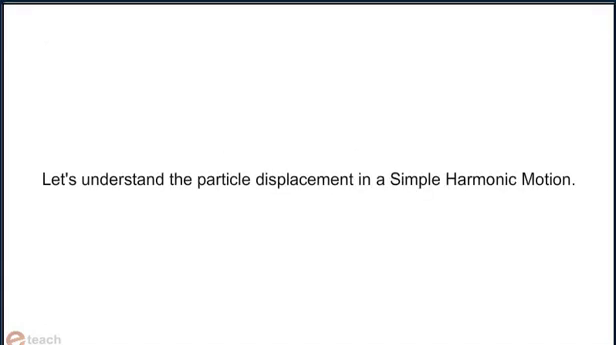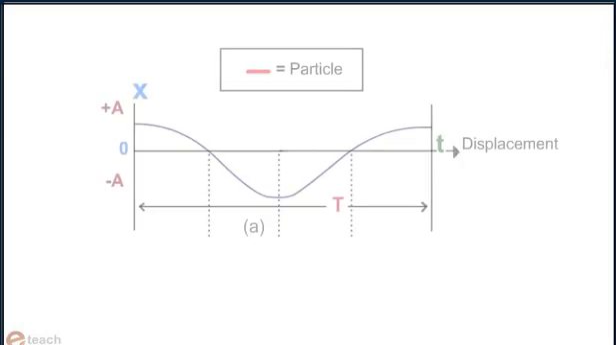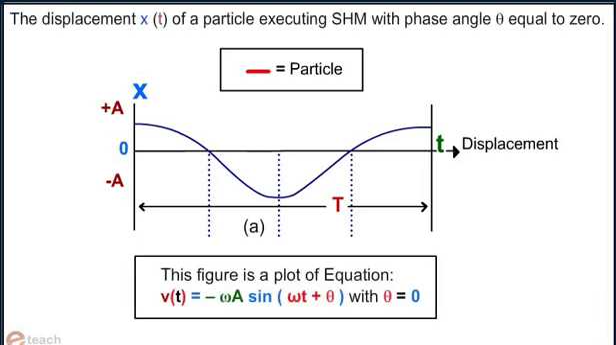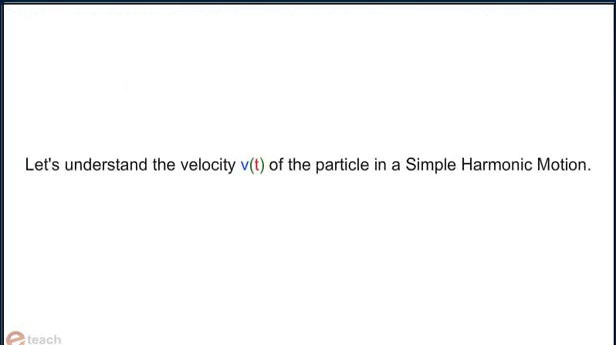Now let's understand the particle's displacement in simple harmonic motion. You can see a particle moving along a wave. The displacement x(t) of a particle executing SHM with phase angle phi equals 0. This figure is a plot of the equation v(t) equals minus omega a sine(omega t plus phi) with phi equals 0. Now let's understand the velocity v(t) of a particle in simple harmonic motion.